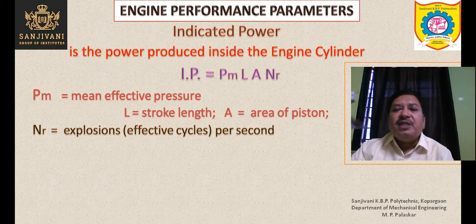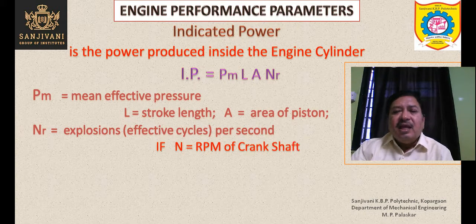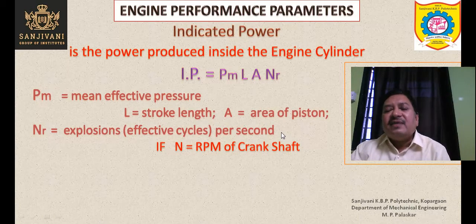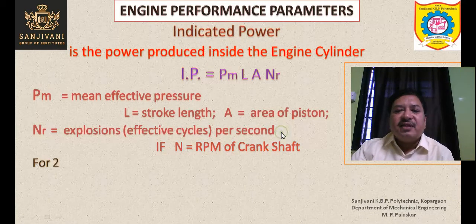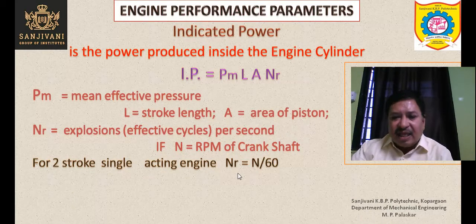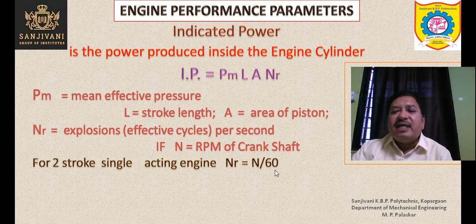So, indicated power is equal to PmLAN_R. Now, if N is the RPM of the crankshaft, then we can find the value of N_R in terms of N, but this relation between N and N_R is different for different types of engines. For example, for a 2-stroke and single acting engine, N_R is equal to N upon 60. Since N is the RPM, revolutions per minute, we are dividing it by 60.